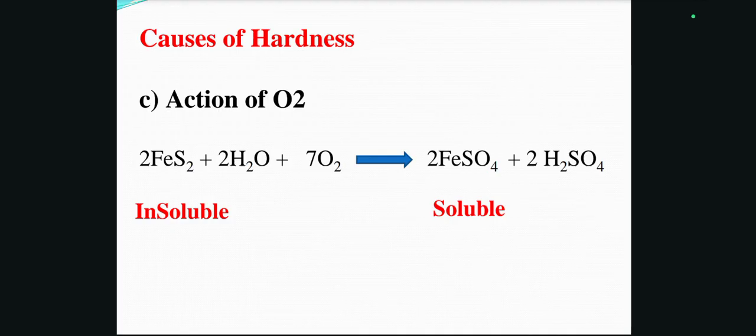It comes in contact with salt like iron sulfide, FeS2, right? And that iron sulfide enters the oxygenated water and produces iron sulfate. So the produced iron sulfate is soluble, right? And that iron sulfate produces Fe2+ ions in the water, and that Fe2+ is responsible for making water hard.